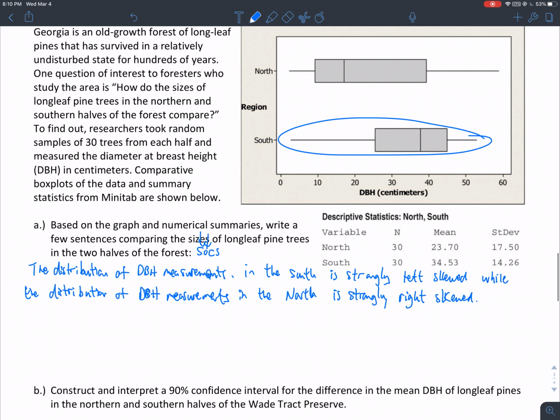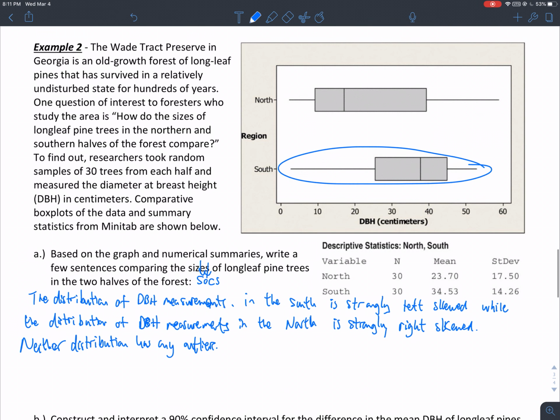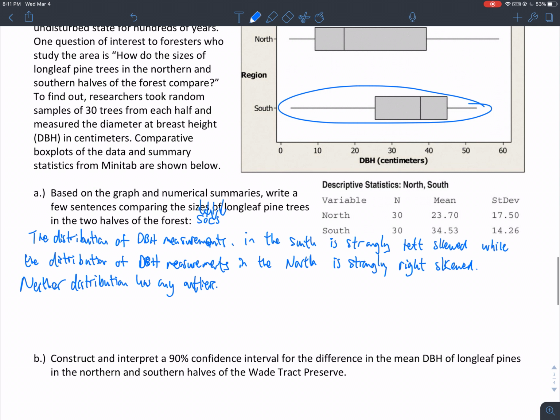Outliers, you just say neither distribution has any outliers. Okay, and then what else are we saying? Center, spread. Okay, so they gave us the mean and they gave us the standard deviation. All right, so now I have to make a direct comparison using words like larger, smaller, stuff like that.